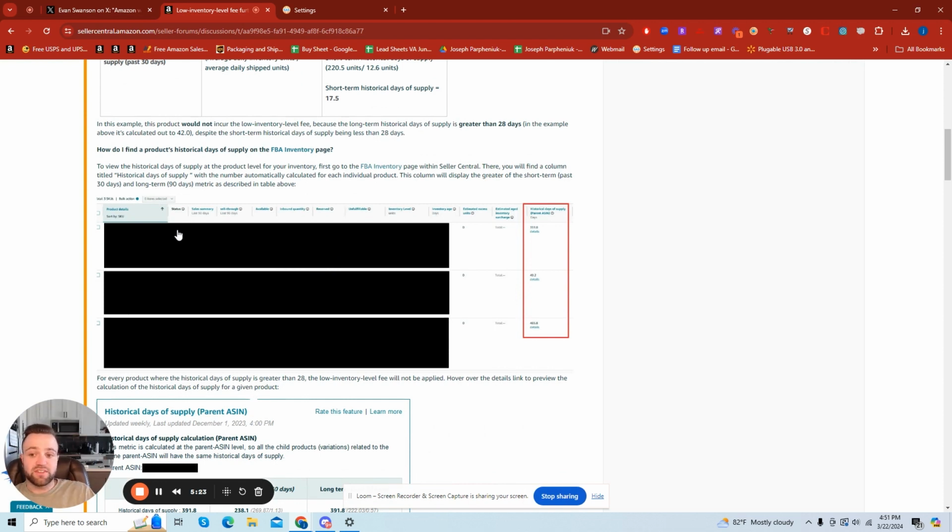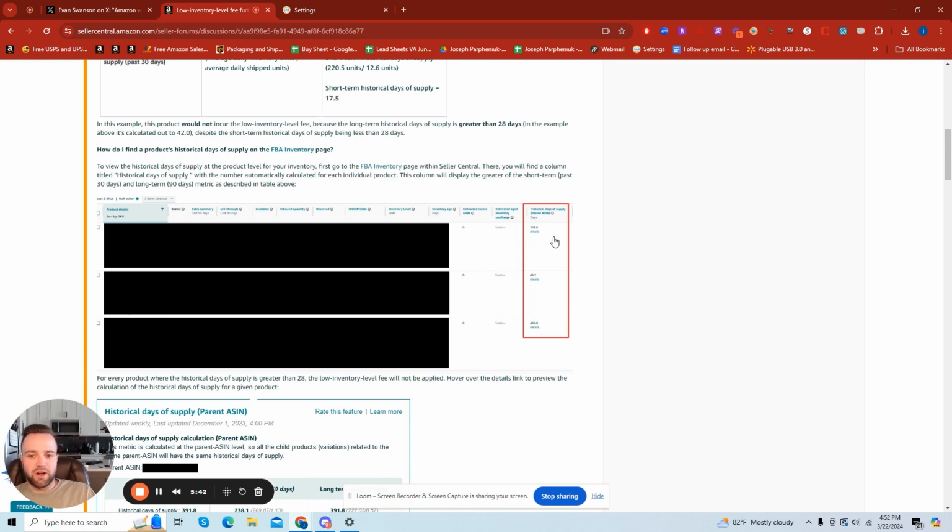How you can check this is by going to your FBA inventory page within Seller Central. If you click on the top right with the dashes, you can click inventory, then click FBA inventory, and then you can sort it by the ASINs that are the lowest to see what you're below that 28 days of supply. See what you have to fix here, essentially.